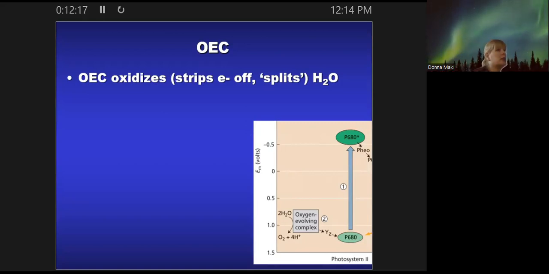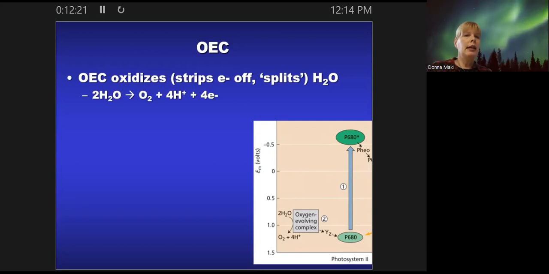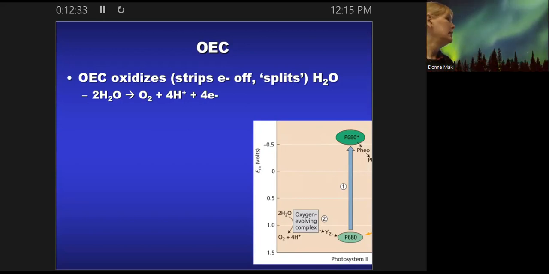So it strips off, it splits, it extracts, it oxidizes, however you want to say it. And so basically what's happening in the oxygen evolving complex is water is getting oxidized. And when you do that, you will eventually end up with molecular oxygen, O2, plus electrons, of course, are getting taken off of water. And then protons are also left over.